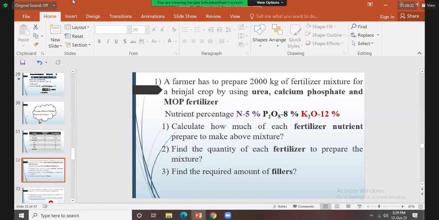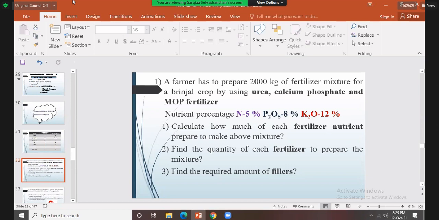After that you think, 100 kilogram of fertilizer has only 46% of urea. Only 46%. Now you have 100 kilogram of nitrogen. Look here, 100 kilogram of fertilizer has 46 kilogram of nitrogen. But in the overall 2000 kilogram of fertilizer, you have 100 kilogram of nitrogen. Then you can find it.